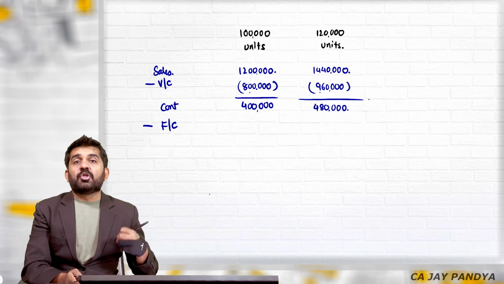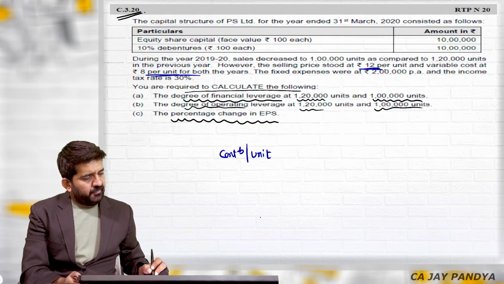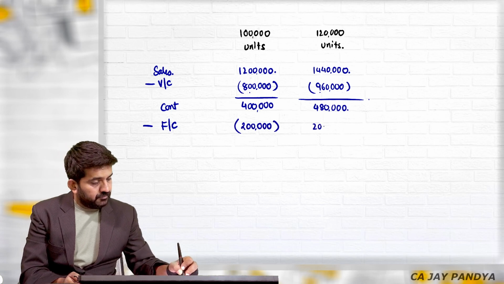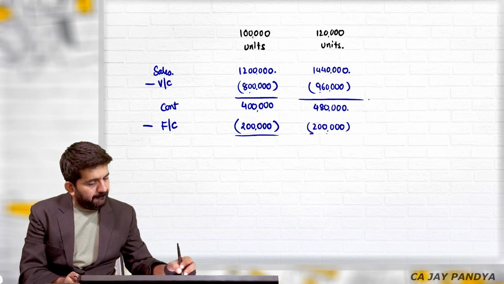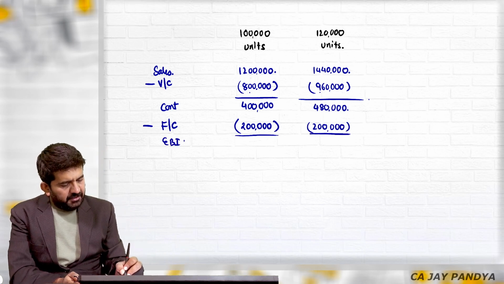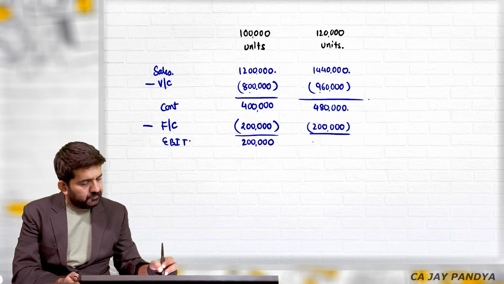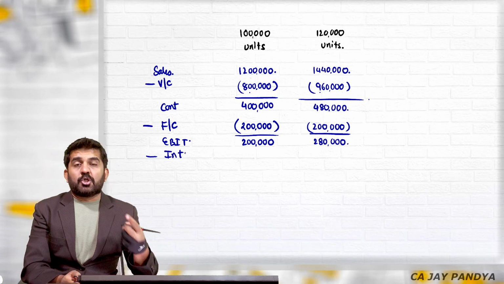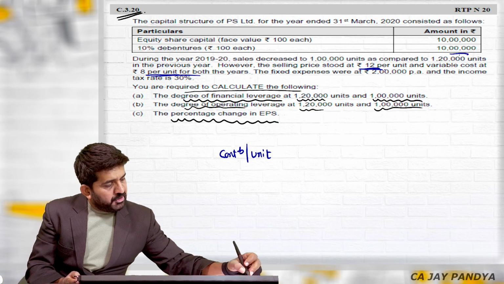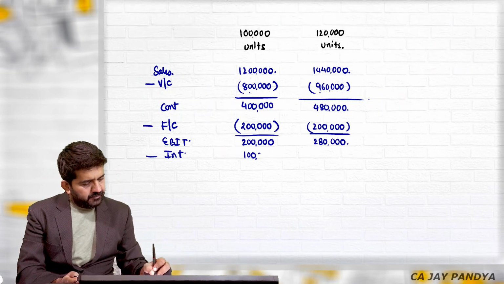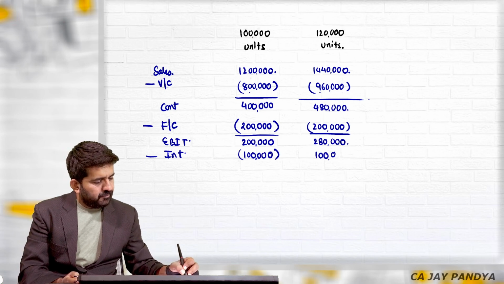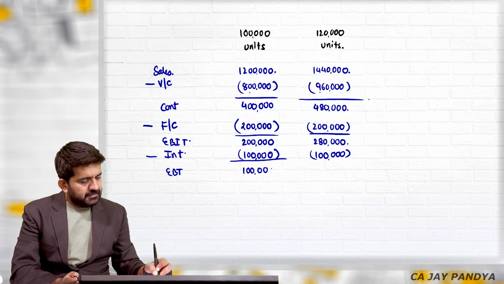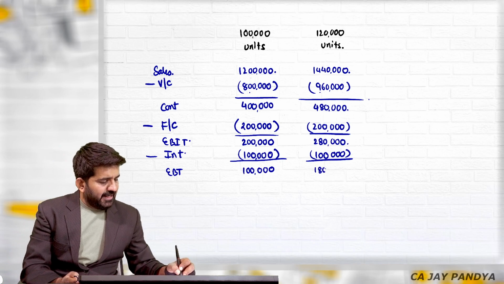Minus fixed cost. In both the cases, whether you are selling 1 lakh units or 1,20,000 units, the fixed expenditure is going to remain 2 lakhs. Answer will be EBIT. Minus interest. Now interest is also going to remain the same. It will be 10% on 10 lakhs, that is 1 lakh rupees. Answer of EBT will be 1 lakh and 1,80,000.